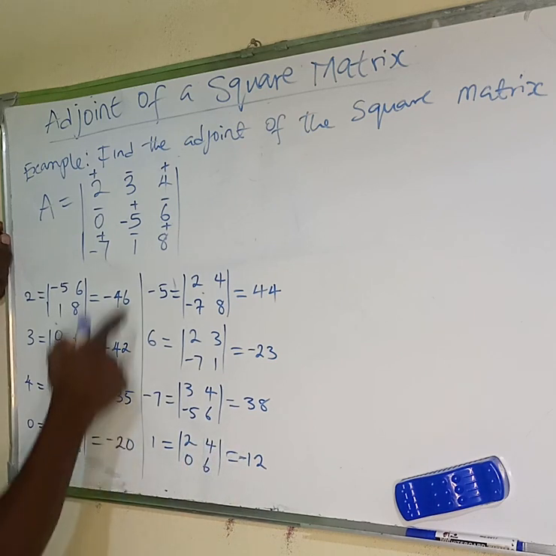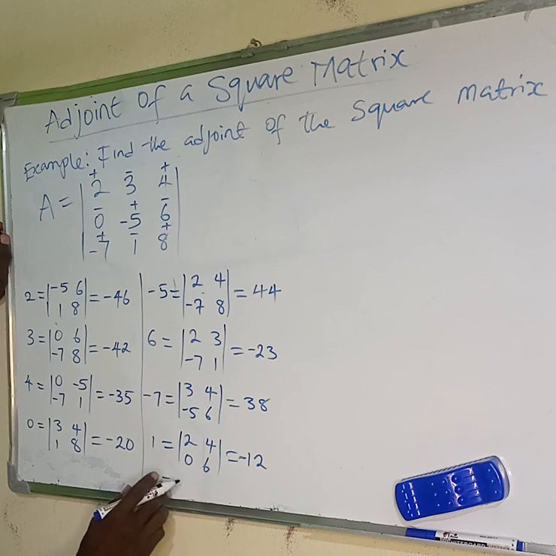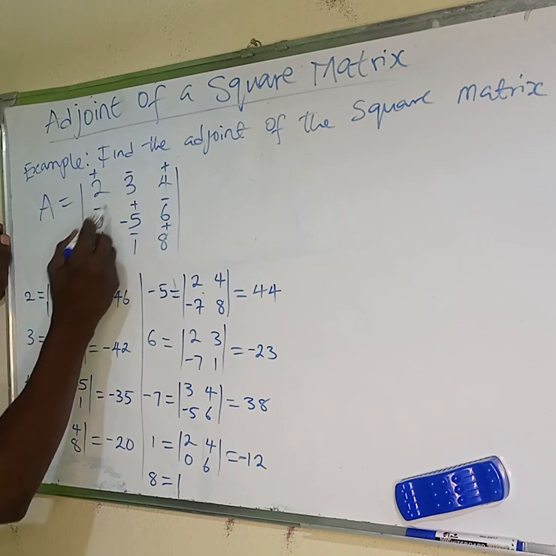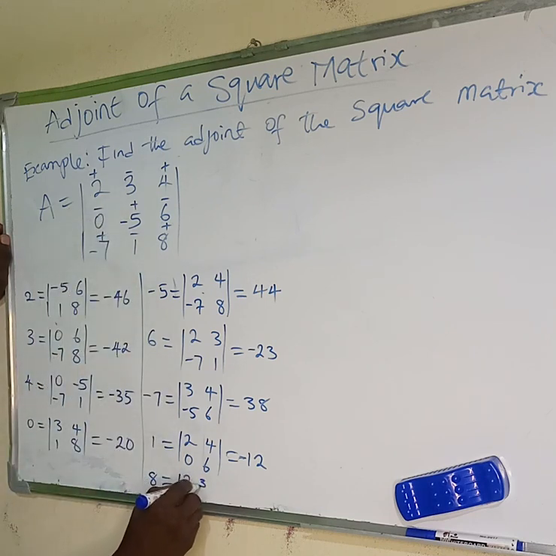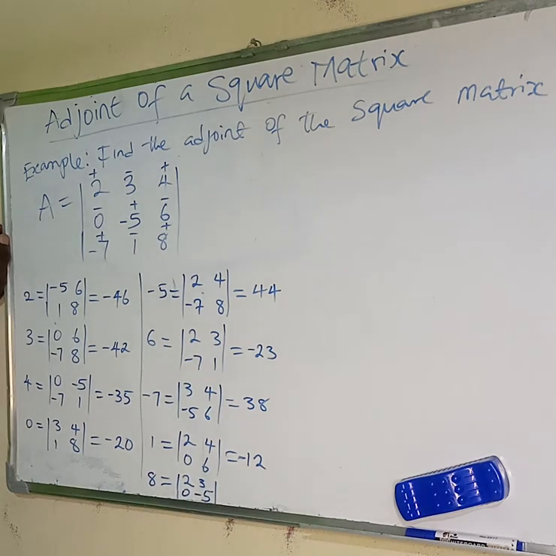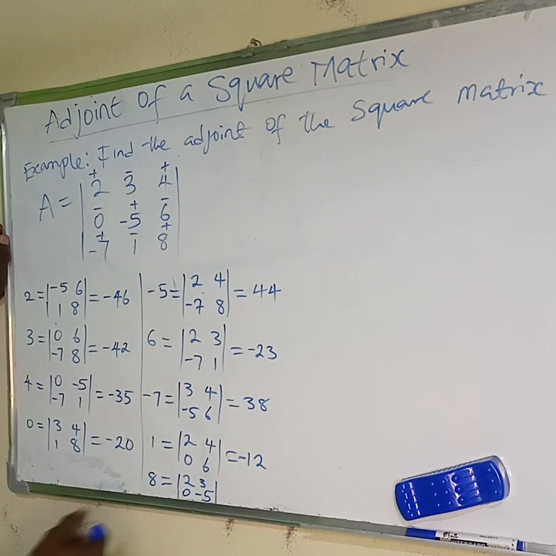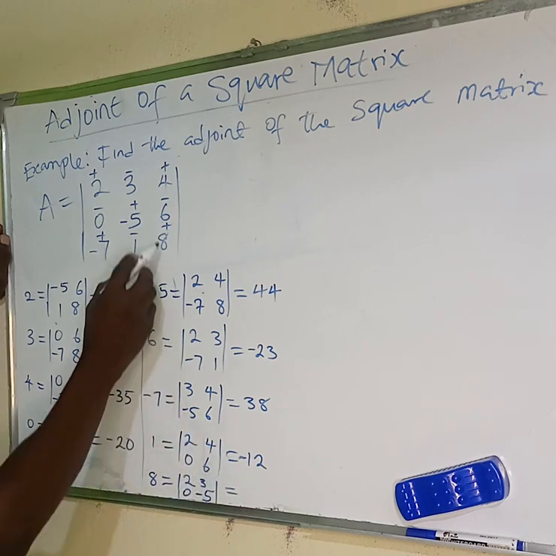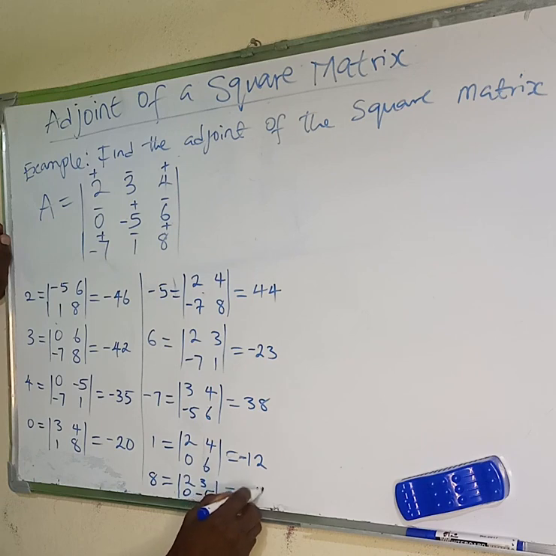All right, so we'll move to the next one, which is the last 8. Now, for 8, what if we eliminate all the numbers in column and row? What will be left is 2, 3, 0, negative 5. Now, 2 times negative 5 will give us negative 10. Now, 0 times 3 will give us 0. So negative 10 minus 0 will still give us negative 10. Since the place value sign is positive, our answer will remain negative 10.